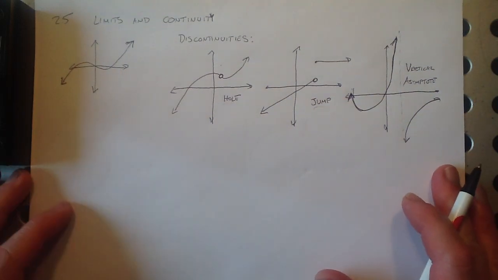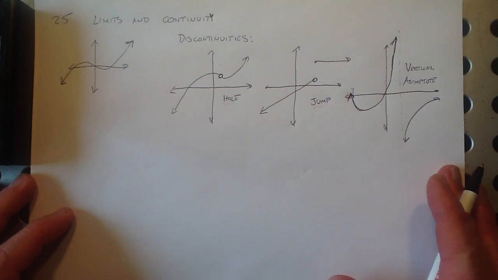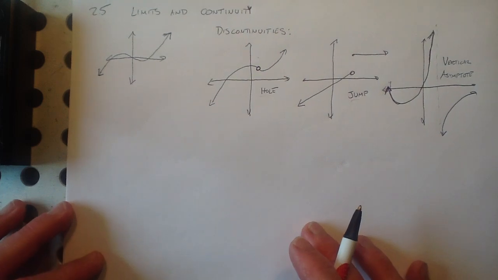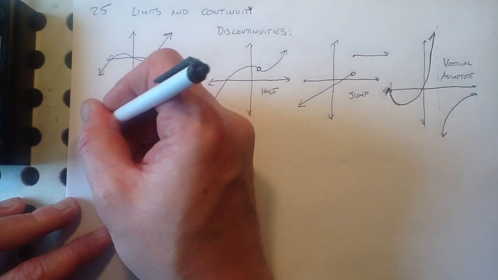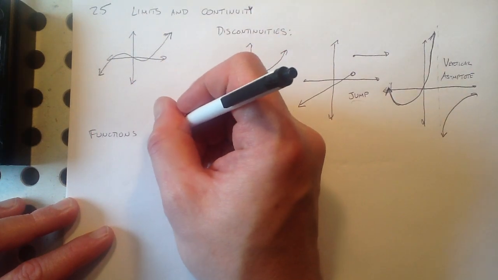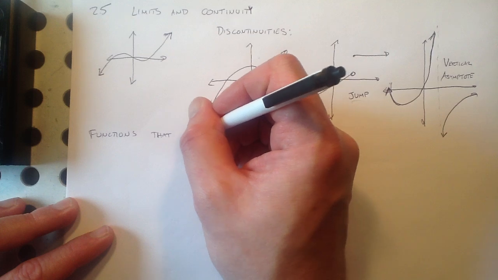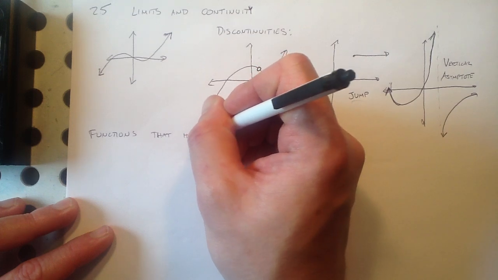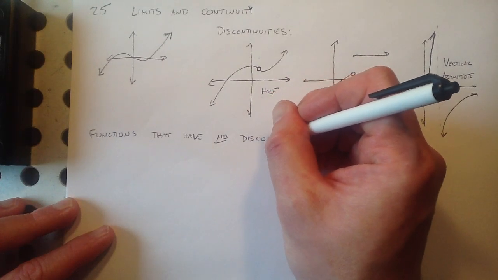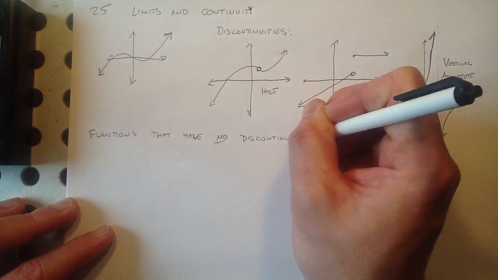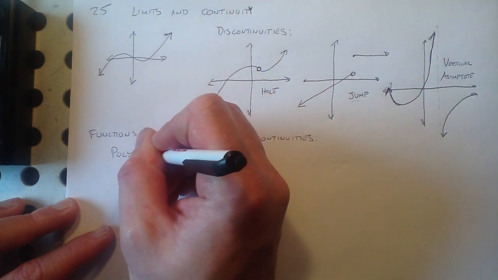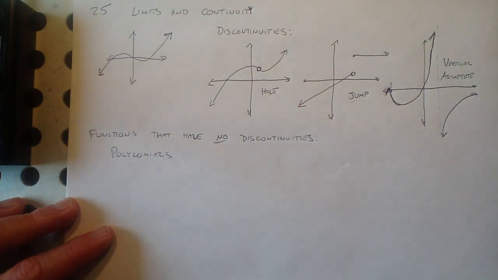Right. So those are the three different kinds of discontinuities. Lots of functions that you know don't have any of those problems, right? So we could just think for a minute. Some examples of functions that have no discontinuities: polynomials, all polynomials, right?